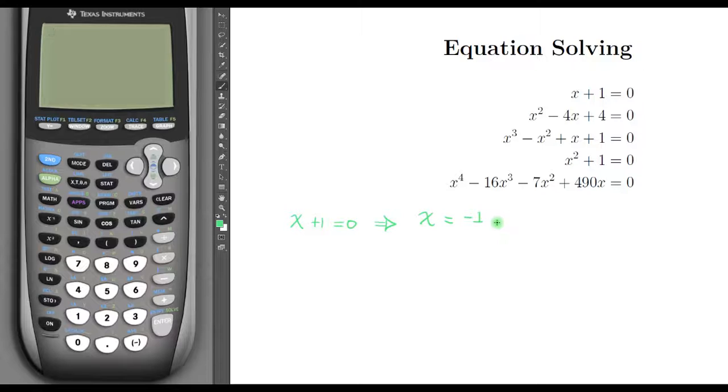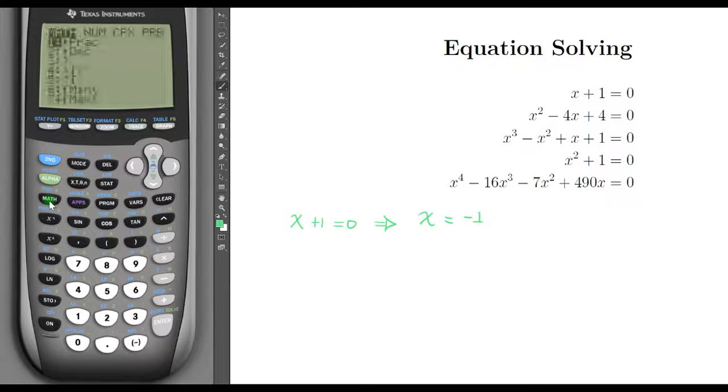equals 0. This implies that if we subtract 1 on both sides, x equals -1. The purpose of this video is to show you not how to solve equations, but how to use the calculator to solve them for ourselves. I want to know what this value is equal to. The simplest one is the equation solver on the calculator.